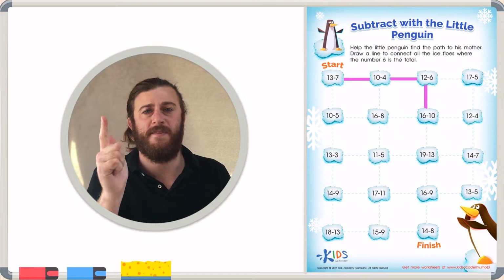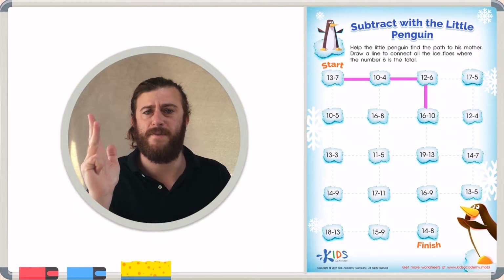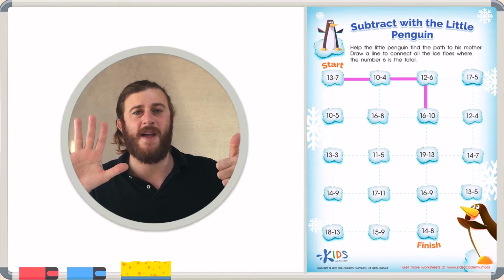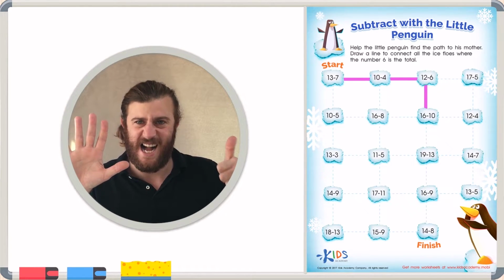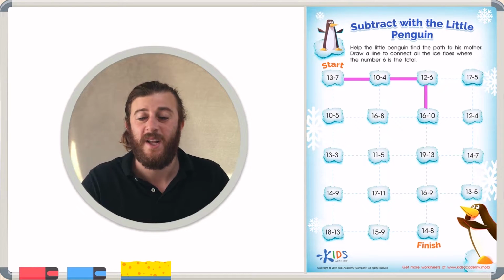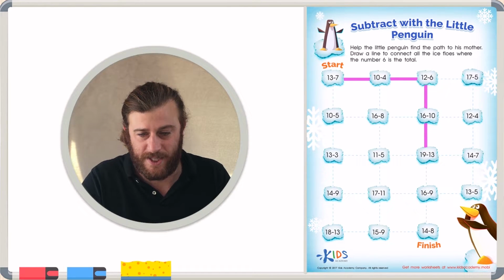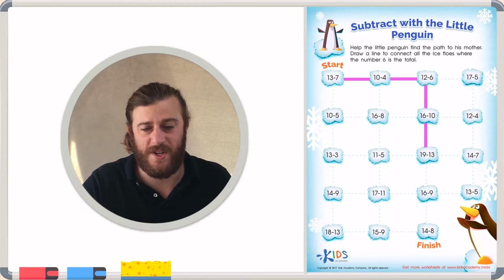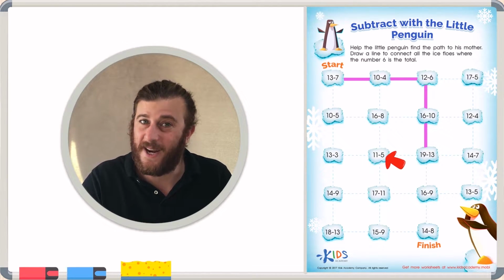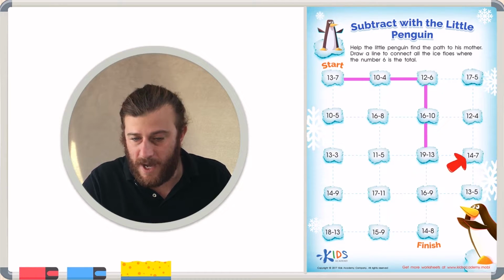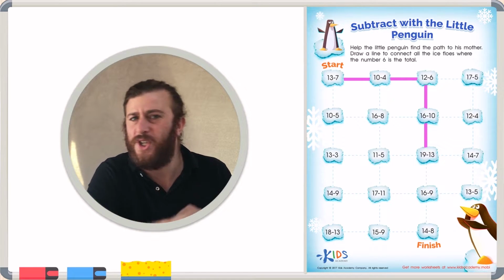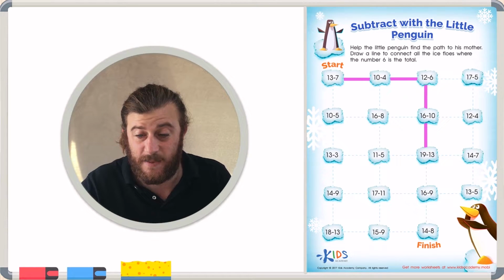19, 18, 17, 16, 15, 14, 13. Does 19 minus 13 equal 6? I think so. I have 6 fingers up. Let's draw a line to 19 minus 13. Another place where I have 3 choices. I can draw a line to 11 minus 5, a line to 14 minus 7, or a line to 16 minus 9. Which one do you think is going to be equal to 6?